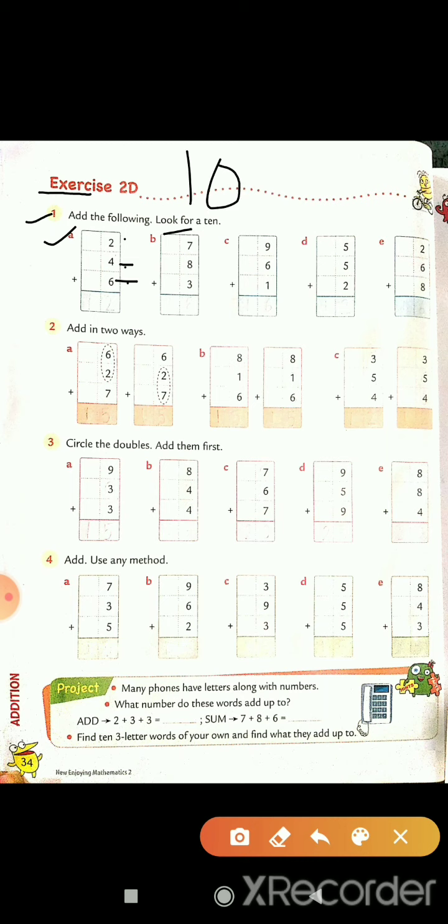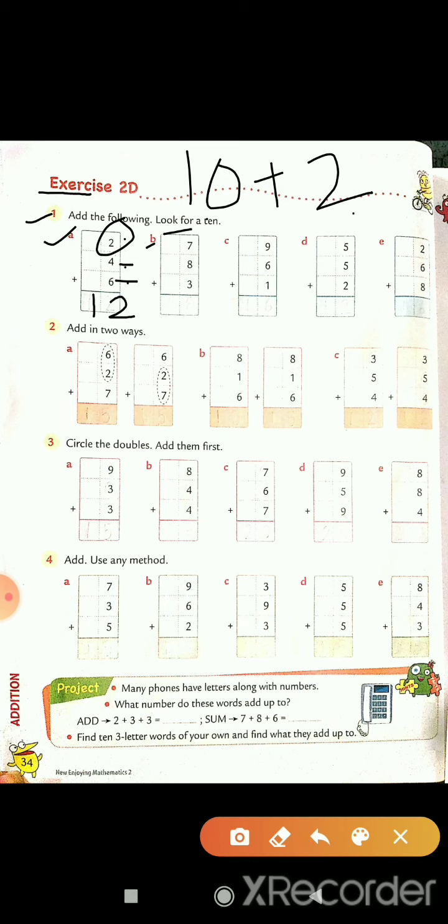And which number is remaining? 2. So we need to add 2 to 10. So 10 plus 2 is equal to 12. So when we regroup 12, it will make 1 ten and 2 ones. Got it, students?